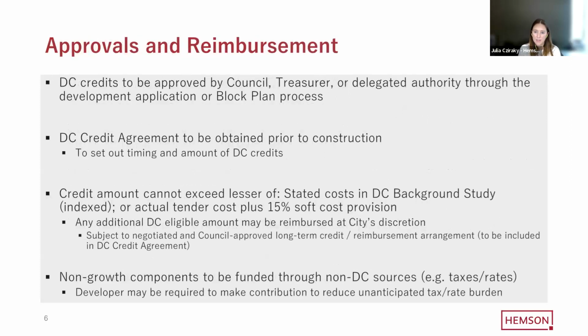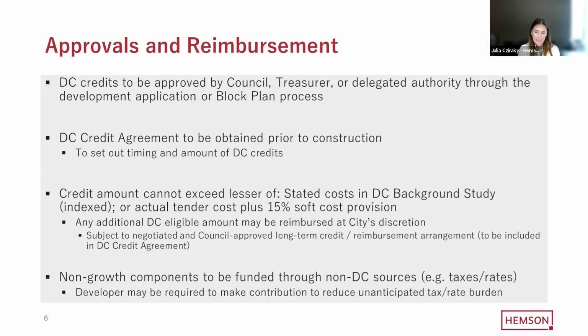And just moving on to the next slide, in terms of the approvals and reimbursement process, depending on the amount of the request and the applicable planning application process, the credits must be approved by council, the treasurer, or delegated staff. And approvals will be aligned with the development application process or the block planning process. A DC credit agreement will set out the timing and the amount of the DC credits, and that must be obtained prior to construction.